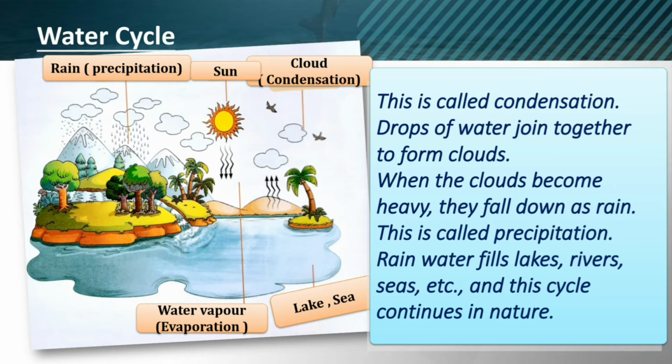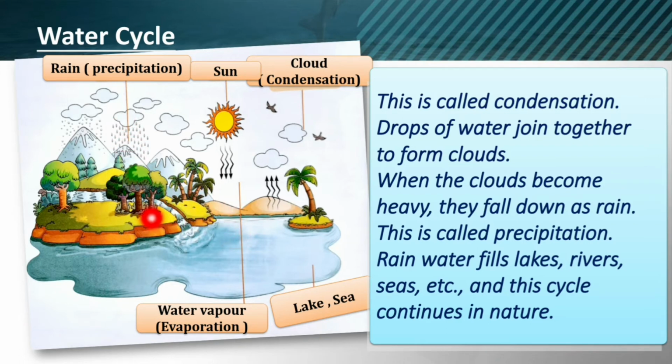So students, here is what happened in the water cycle. The sun is the source of heat. When it heats up, it changes the water into water vapors. Then the drops of water join together to form clouds. Later, when the clouds meet the cool air, they convert into water again and they precipitate.